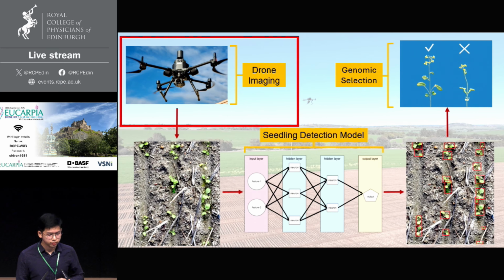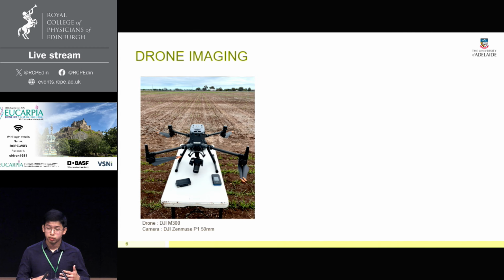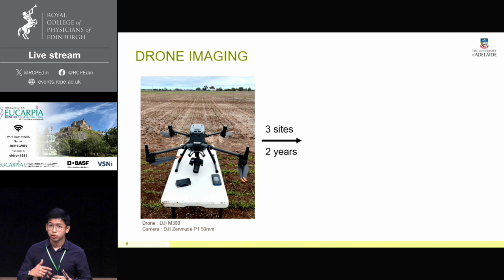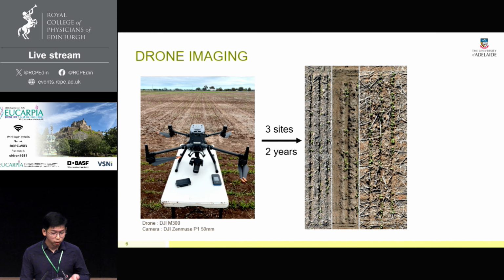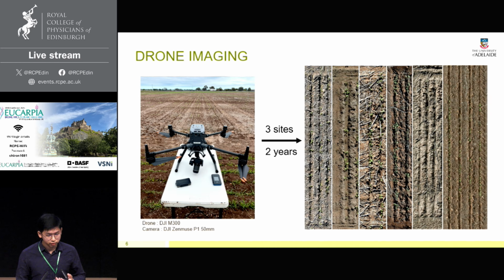The first part of this project is to perform drone imaging across our blackleg disease nurseries, and here I've just shown an example of a drone and a camera that we use in one of our environments. We performed this drone imaging across 3 sites in Victoria, South Australia, as well as Western Australia across 2 years, 2022 and 2023. And here are some of the plot level images that we have extracted from the drones.